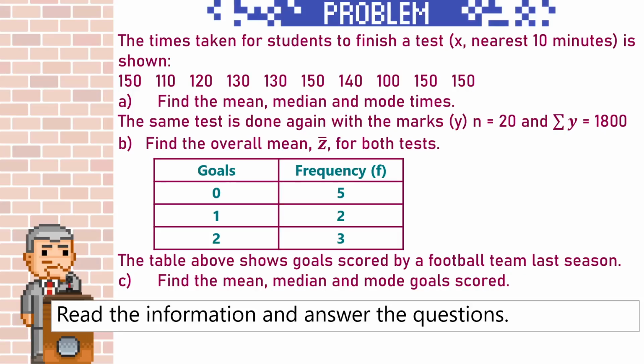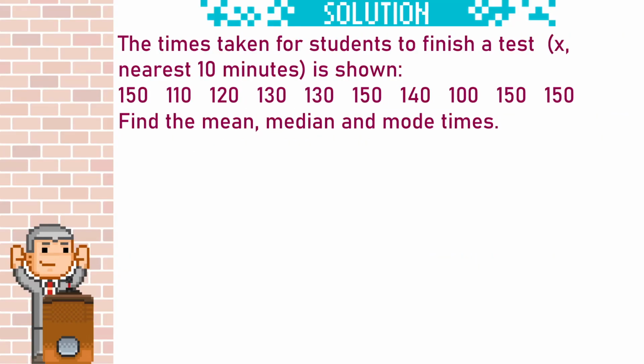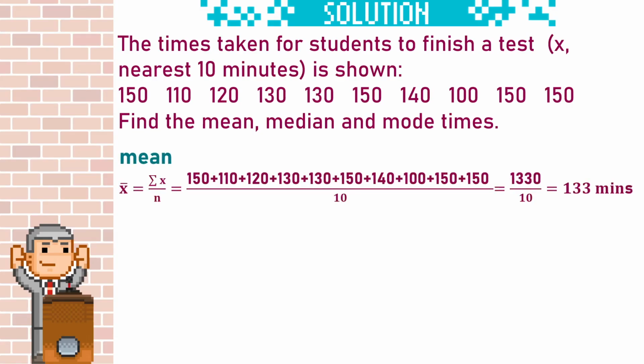Let's go through these questions. In this question we can find the mean by finding the sum of the numbers and then dividing by the amount. So we're going to add all the numbers together and divide by the amount of numbers, which there are 10 numbers, so it would be 1,330 divided by 10, which will be 133 minutes.